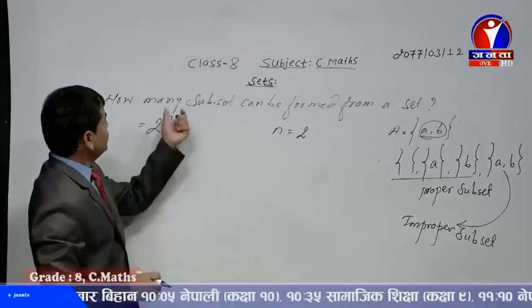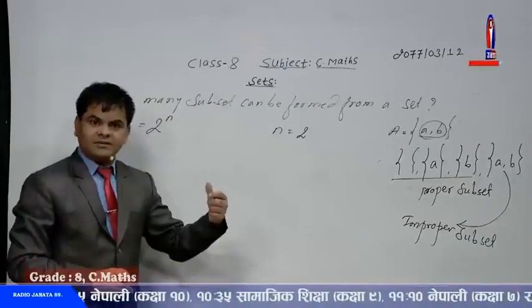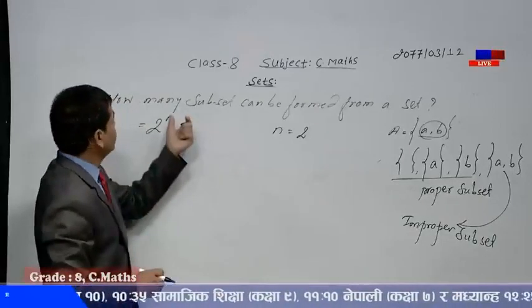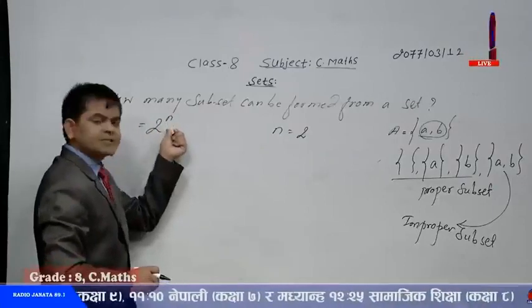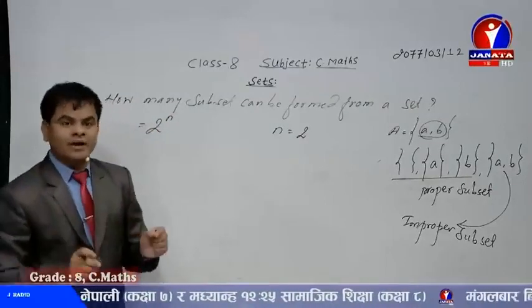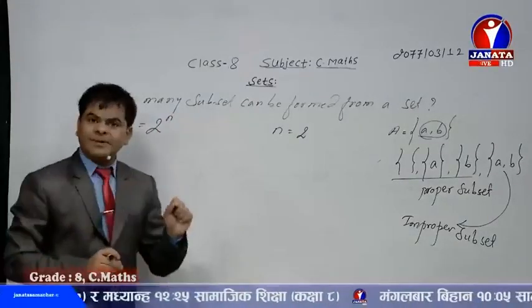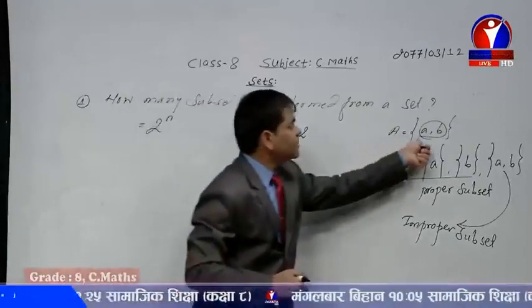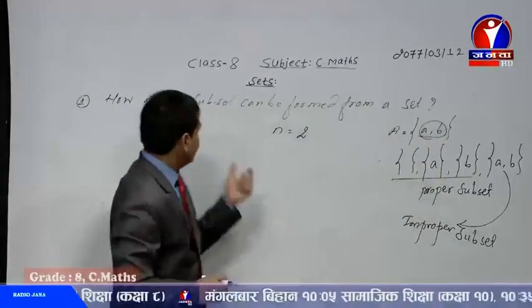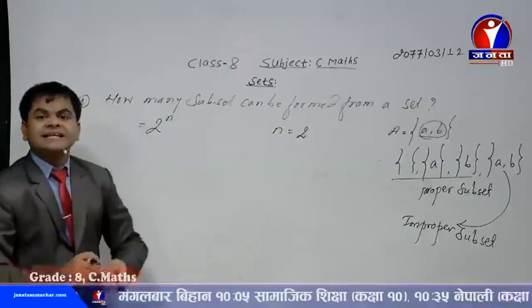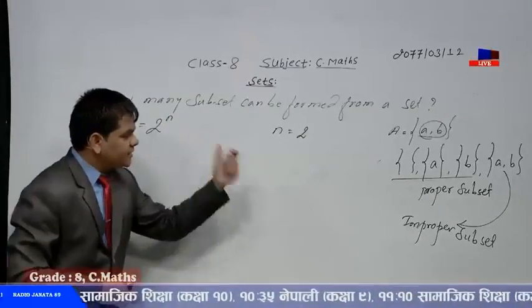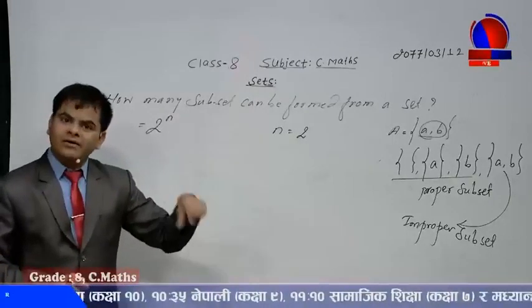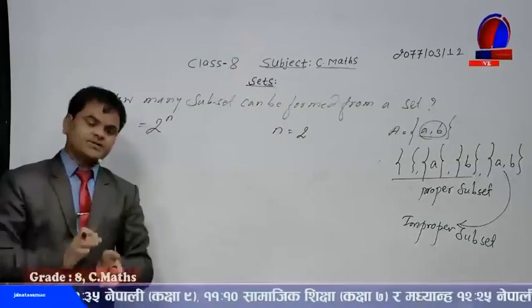That means if we want to find the number not in detailed form, just as a countable number, then by using the formula 2 to the power n, where n represents the number of elements contained in that set, we can easily find out how many subsets are there in that set, proper and improper subsets combined together.